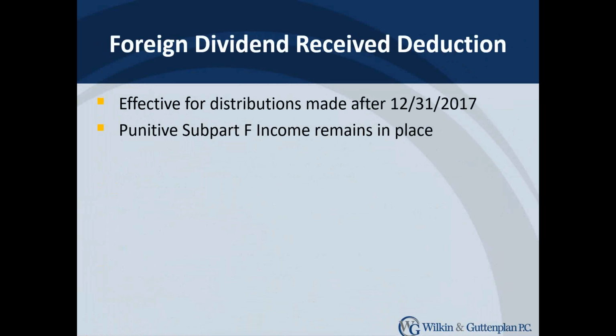This benefit is effective for distributions made after December 31st, 2017. And the Subpart F rules that we spoke about a few minutes ago still remain in place. So you still might have that acceleration of income, but it is possible now to plan around the Subpart F income. So go ahead, Vinay.